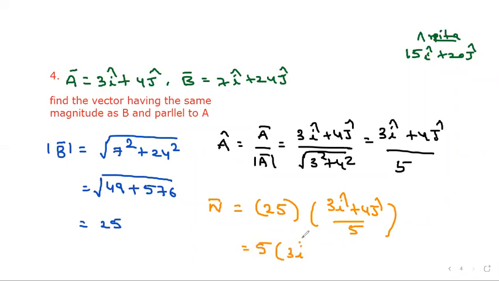5 into 3 i cap plus 4 j cap. And the product will be now 5 into 3. Finally, it is 15 i cap plus 5 into 4, 20 j cap. So what is the answer? 15 i cap plus 20 j cap.